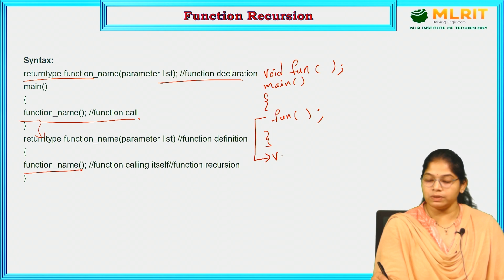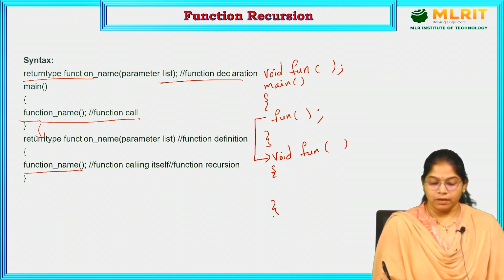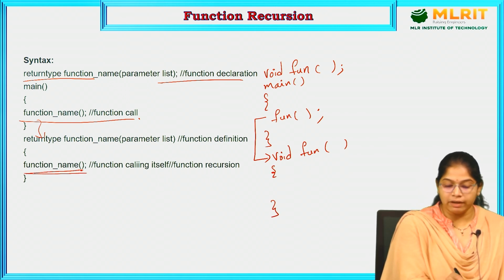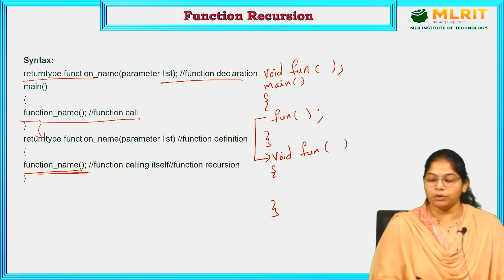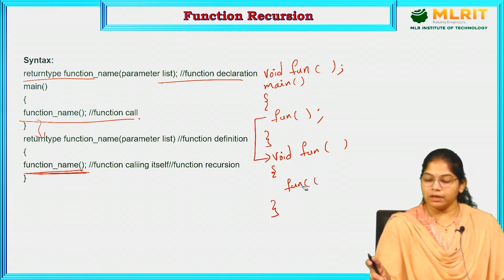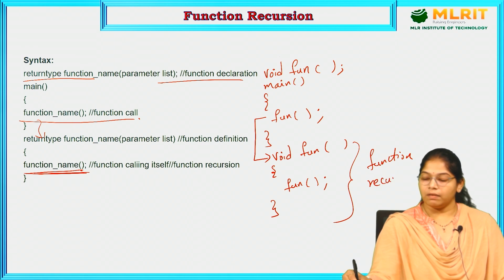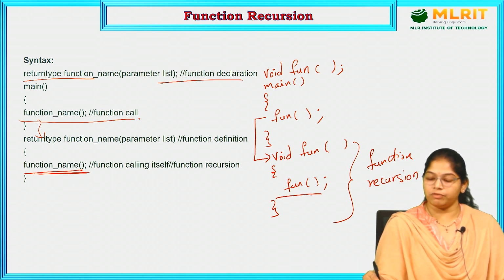The definition should match the declaration, meaning the return type of the function, the function name, and how many arguments you are passing. Then in the function definition, we have again a function call, that means calling the same function itself. Here the function name is fun. Now this comes under function recursion. We are calling the same function.